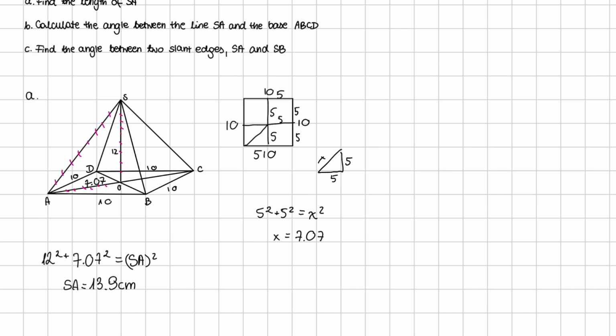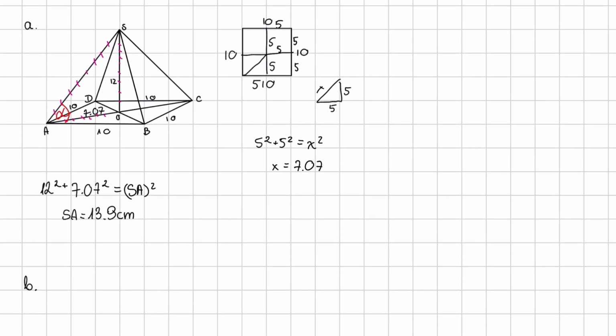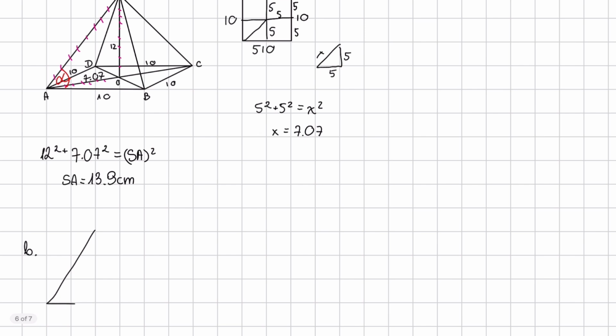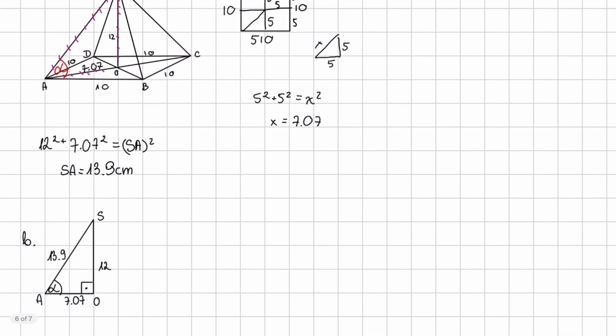So we have to calculate this angle. So let's redraw our triangle. So something like this. Here we have O, here we have our vertex S, here we have A. We know that SA is 13.9. Here we know that AO is 7.07 and the height is 12. And we have to calculate this angle. Here we have a right angle.